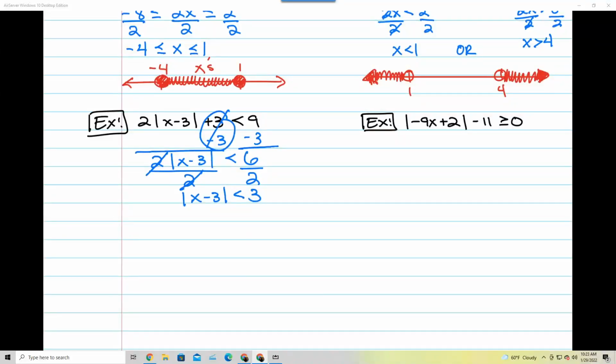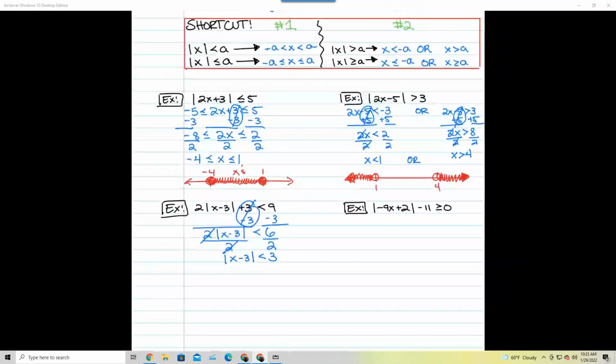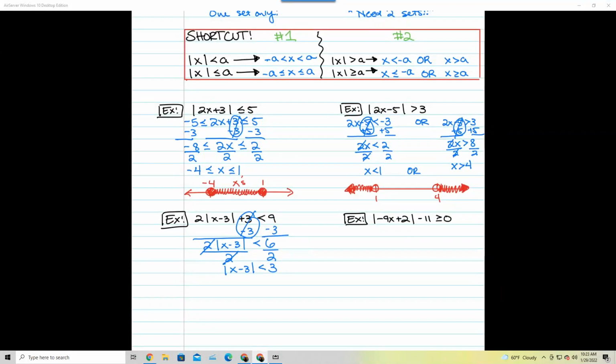I ask myself the question again, can I use my shortcut? And finally, the answer is yes, because my absolute value is isolated. Now that I have my absolute value isolated, I'm going to go ahead and try to match up the shortcut. So when I look, I notice that this is a less than, which means it's going to match up with this one, which means I'm going to be using shortcut number 1, which means I need to take that a, swing it to the front, and sandwich my x in between.